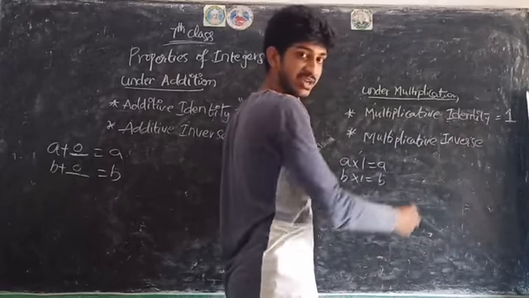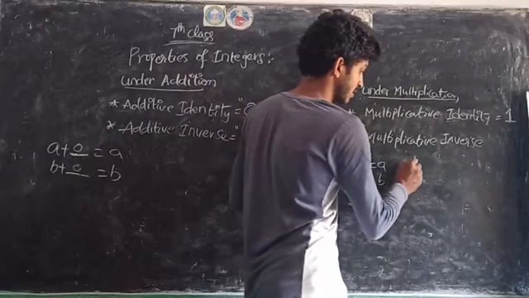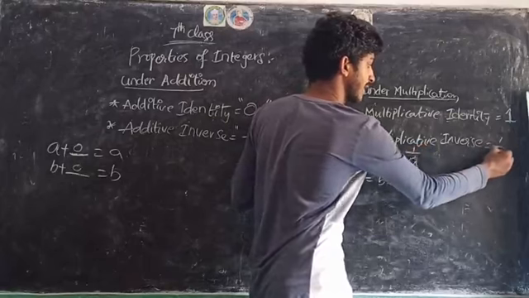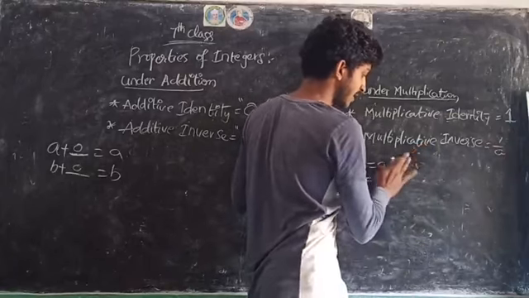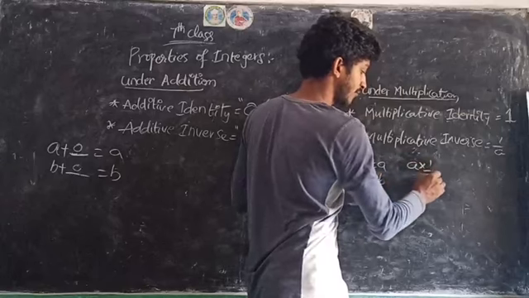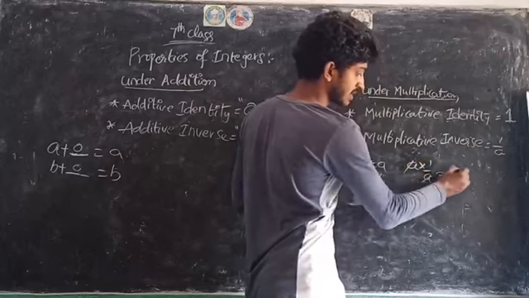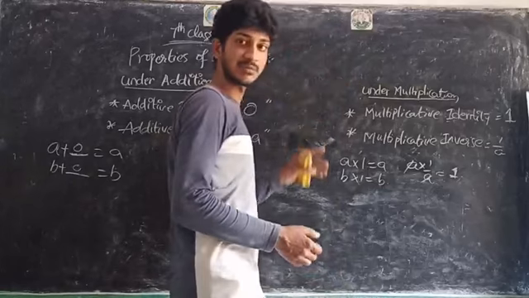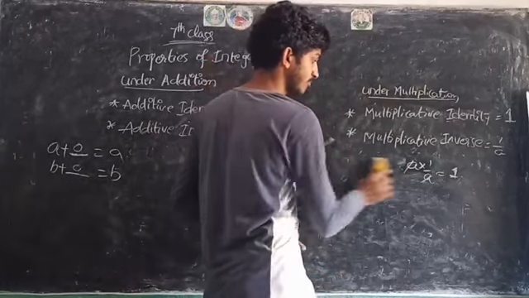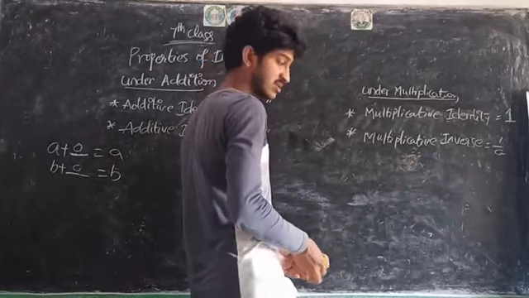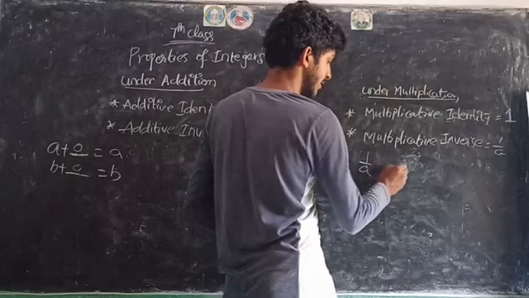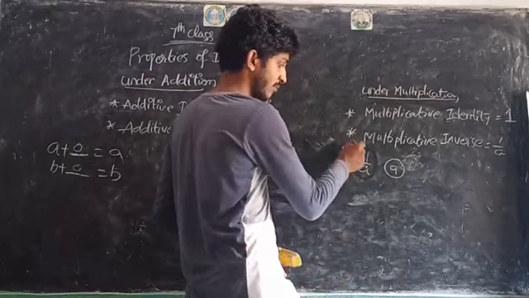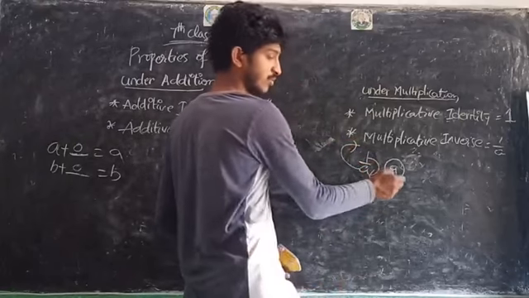And multiplicative inverse. The multiplicative inverse is 1 by a, because if you multiply a into 1 by a, the a cancels and we get 1. We have to get the answer 1. That's why the multiplicative inverse of a is 1 by a. And the multiplicative inverse of 1 by a is a. We have to invert that number: the denominator becomes the numerator and the numerator becomes the denominator.